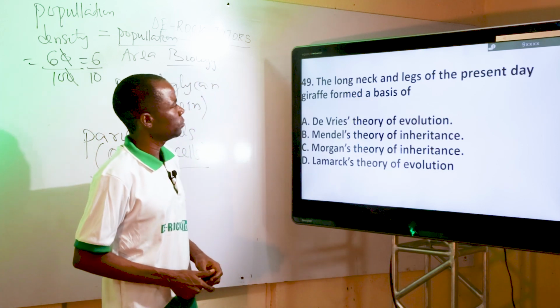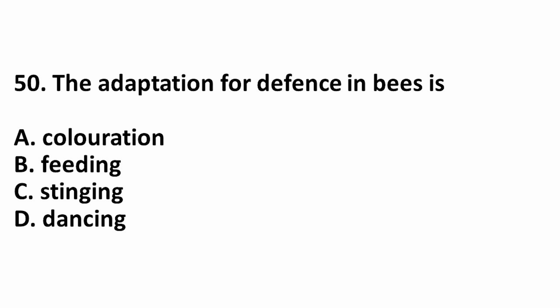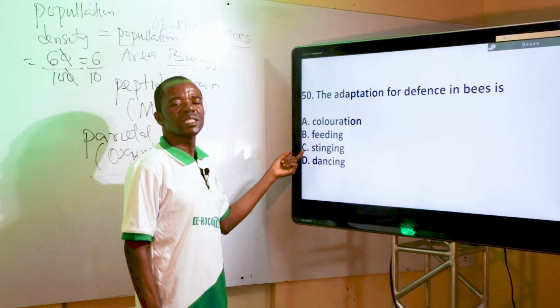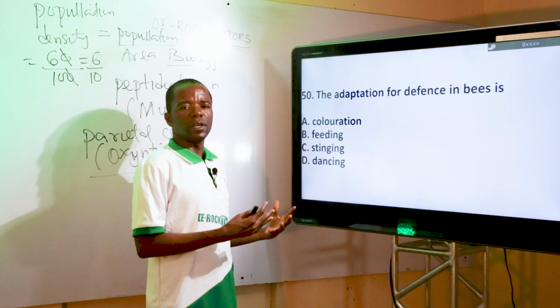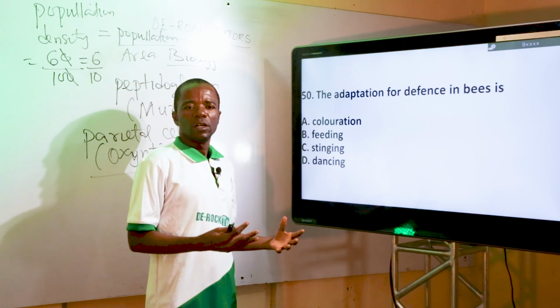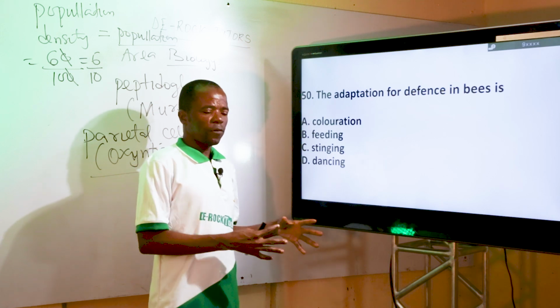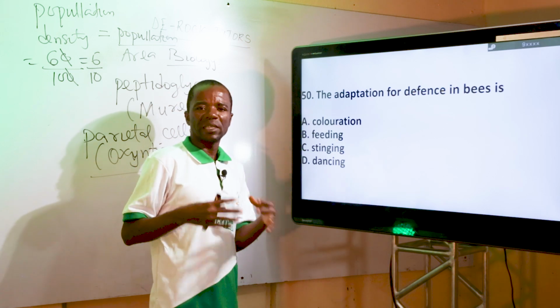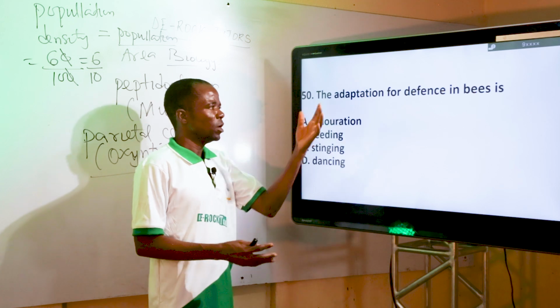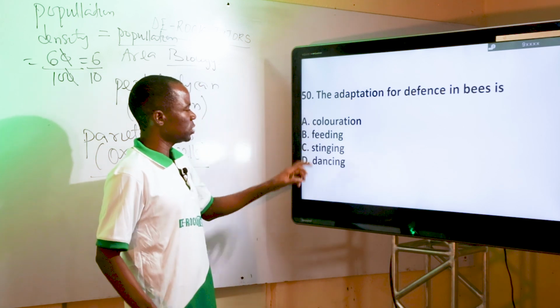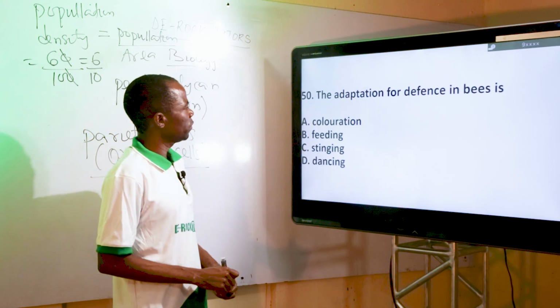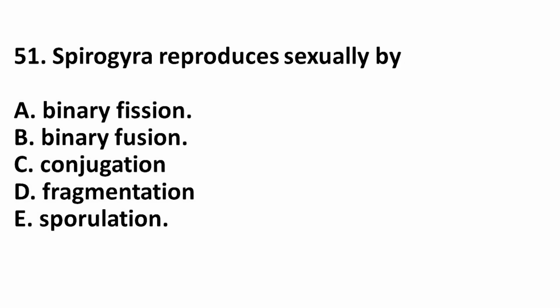Let's go to number 50. The adaptation for defense in bees is dash. Obviously, that's option C, stinging. When a person invades a beehive, you can see that the bees will defend their colony by stinging that person. So the defense mechanism in bees is stinging. Let's go to number 51. Spirogyra reproduces sexually by dash.